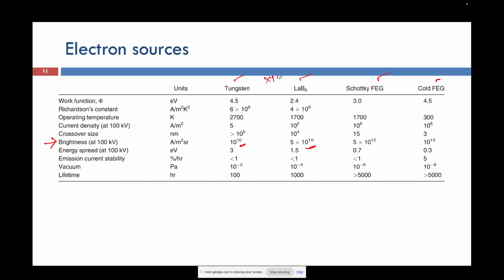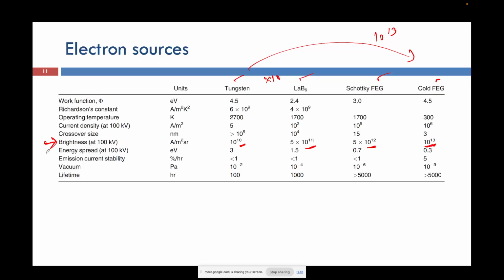That means only a 10 times increase. But here you see 10 to the power 12 and 10 to the power 13 for the Schottky FEG and cold FEG field emission gun. So from 10 to the power 10 to 10 to the power 13, the brightness increases, and the brightness of the gun is one of the major performance parameters, because we cannot increase brightness at a later stage. Whatever brightness we get, we want our gun to be as bright as possible. Brightness is one of the major parameters.